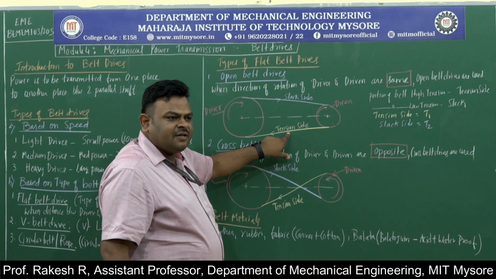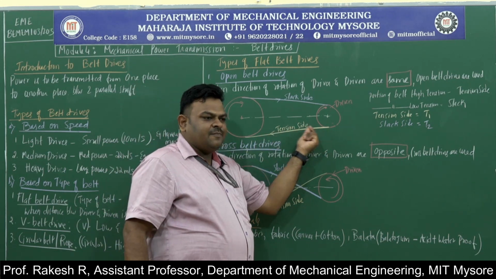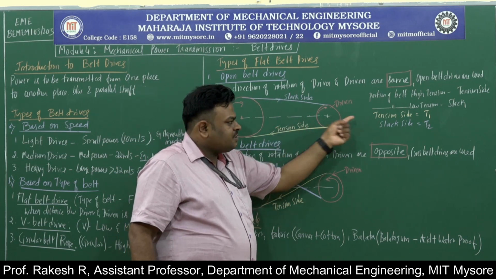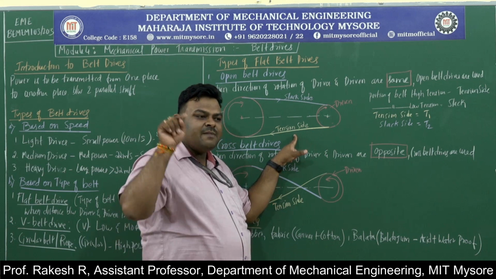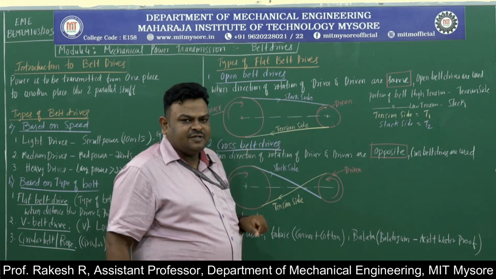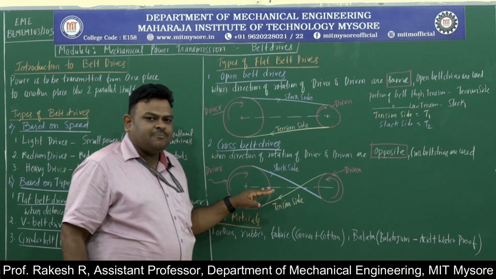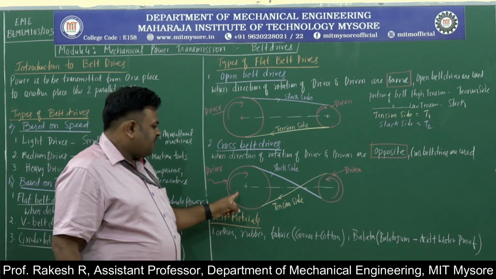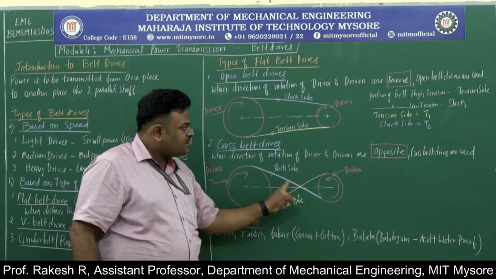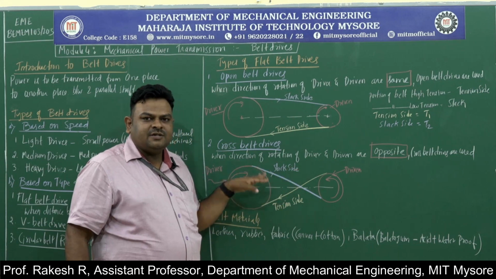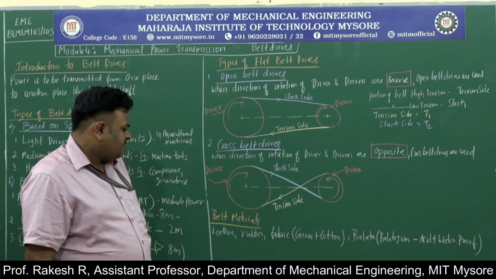One more important thing: this is the tension side, where the tension of the belt is more. So the maximum tension side is nothing but the tension side. Minimum tension side is nothing but the slack side. These two terminologies will be used for derivation. Next, cross belt drives. The rotation of driver and driven are opposite. Again, this is the tension side, this is the slack side. You need to know this type of arrangement when we take up the length of belt drives derivation.